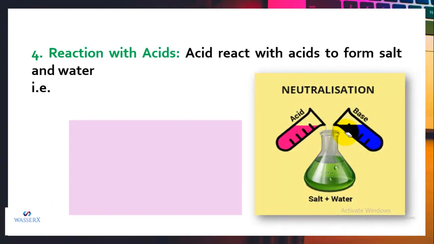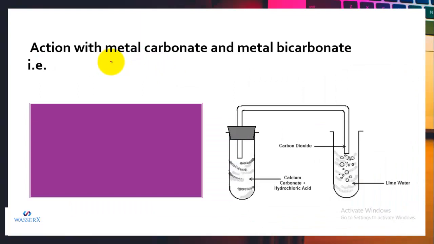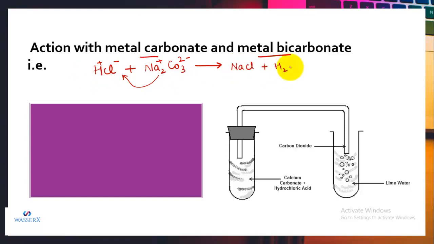Another reaction is reaction with acids. Whenever acid reacts with acids, they form salt. Another property we have is action of acids with metal carbonates and metal bicarbonates. If we use any acid, let's say HCl, and take any metal carbonate, let's say Na2CO3, what will we get? Just write the valencies. If you are facing any problem while reacting the substances, just write the valencies and the products will be clear to you. The positive part will go with the negative, so you will get NaCl, and the H and CO3 will react to form H2O and CO2. This is the reaction that takes place.